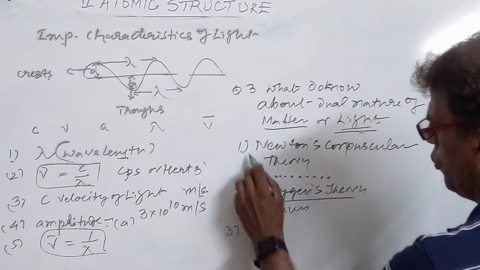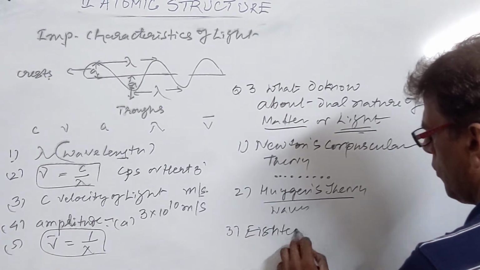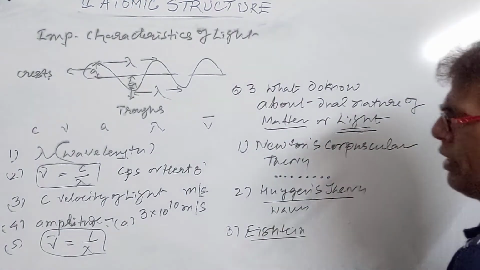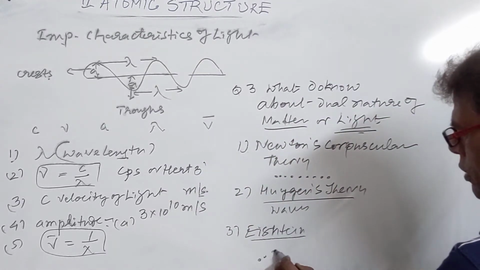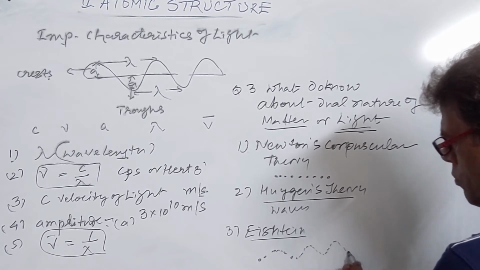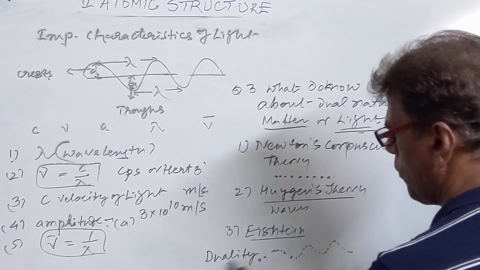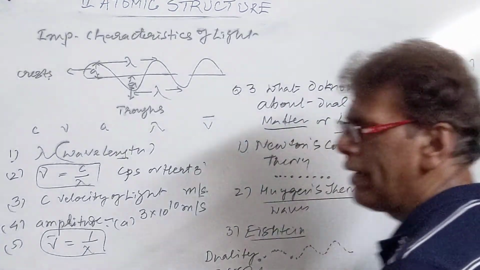Now, these two theories were combined by Einstein, who said that light is made of extremely small, very light particles called photons, and these photons travel in the form of waves. So this is called the duality of light. Light has dual character.